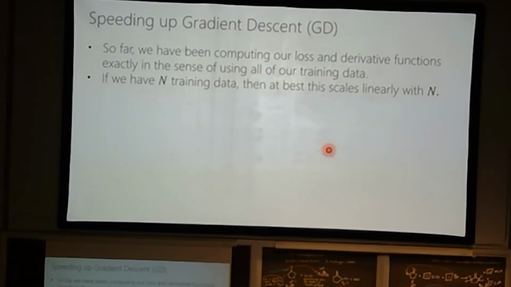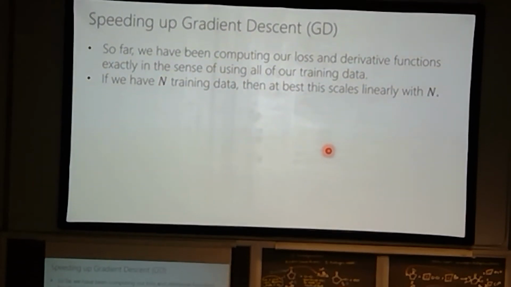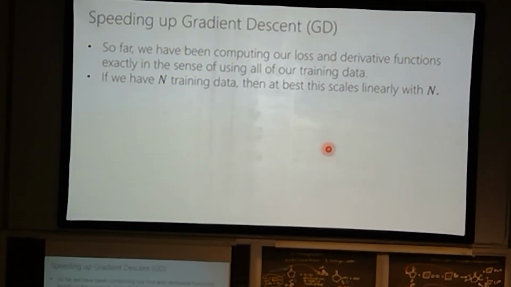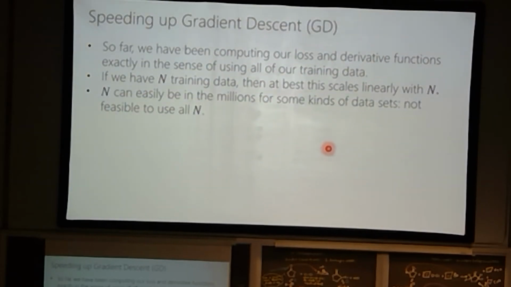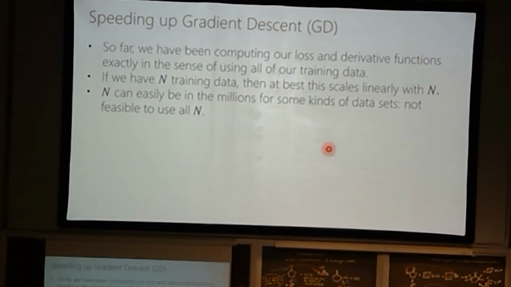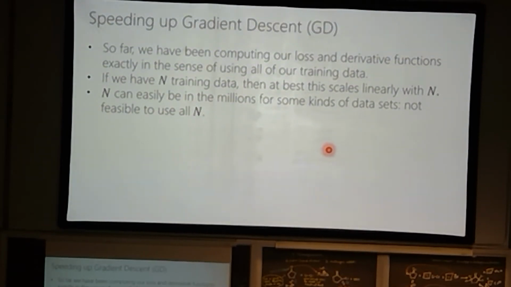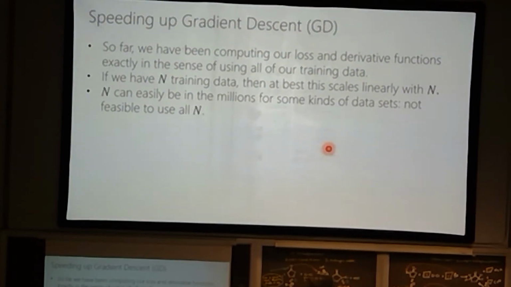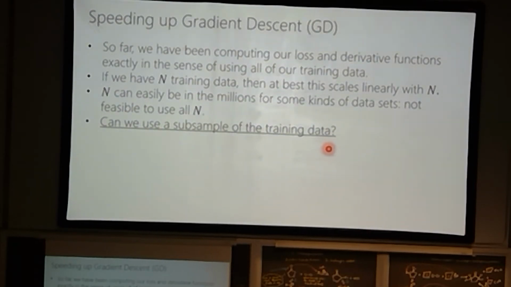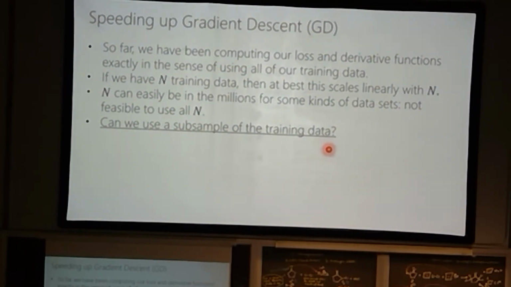So if we have n training data, then this is going to scale linearly with n at best, and sometimes worse. And n can be in the millions for some kinds of data, and in particular, for neural networks, these are very, very data hungry. They're actually, in some sense, terrible models. They need so much data to do anything, but if you give them a crazy amount of data, then they're powerful. And so the question is, could we use a subsample of the training data to do this? And this is what takes us to stochastic gradient descent.